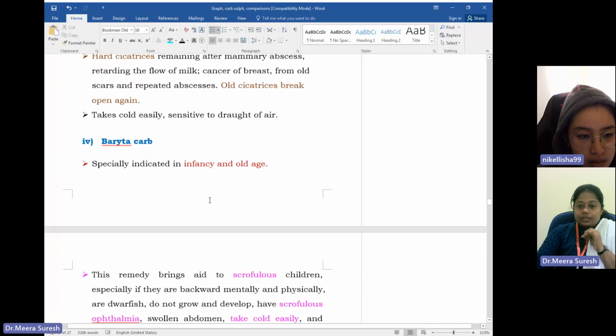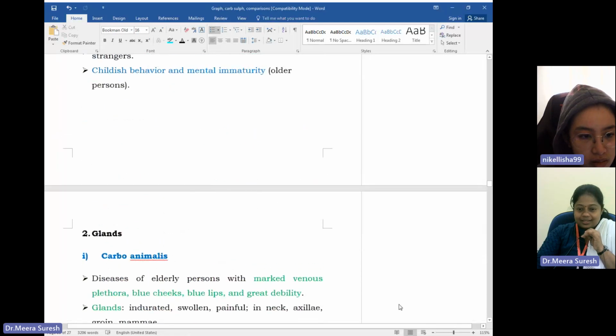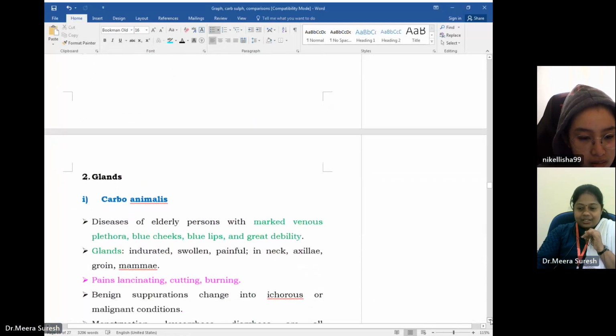The Baryta carb, actually, we are saying about these glands, right? Yes, the glandular symptoms.